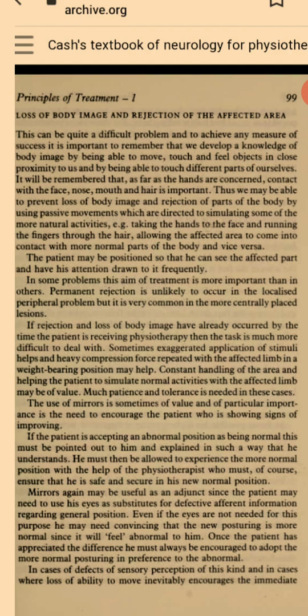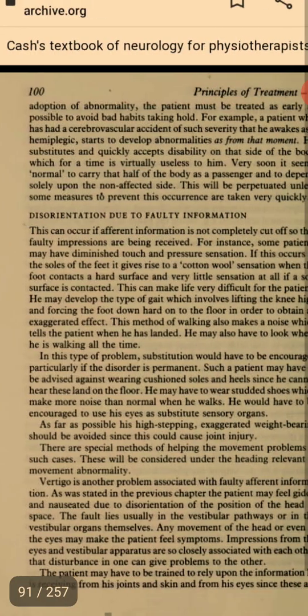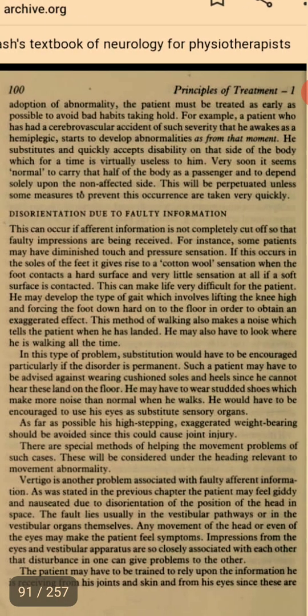In cases of defects in sensory perception of this kind, in cases where loss of ability to move inevitably encourages the immediate adoption of abnormality, the patient must be treated as early as possible to avoid bad habits taking hold.